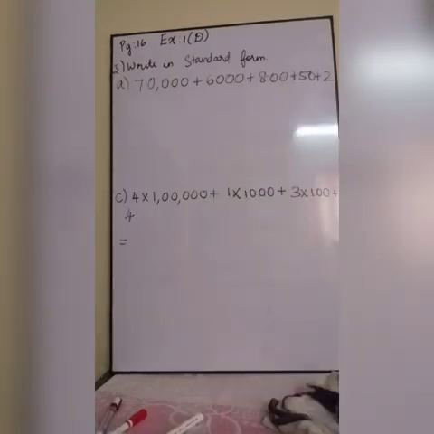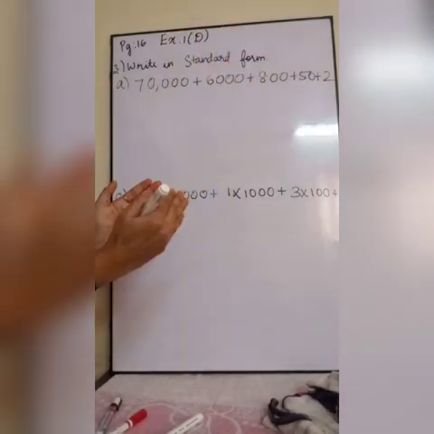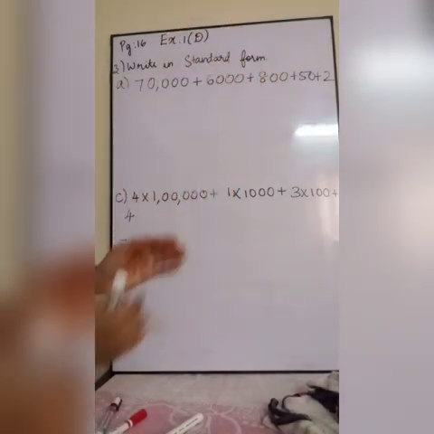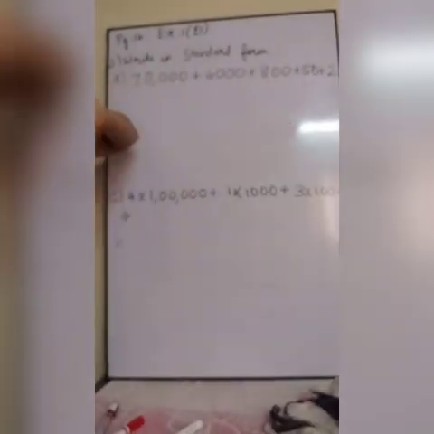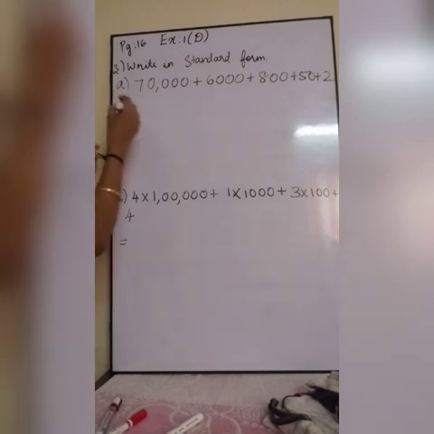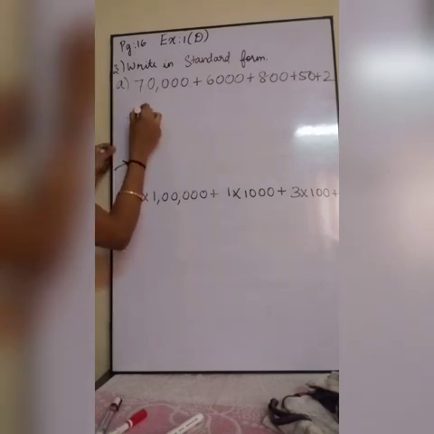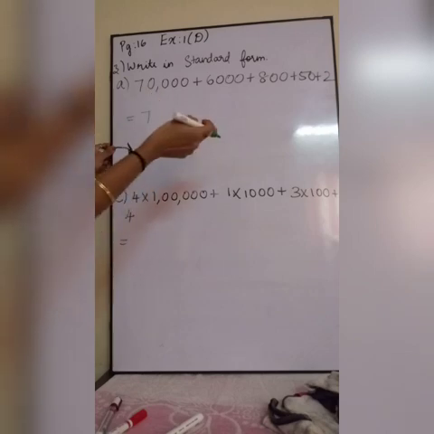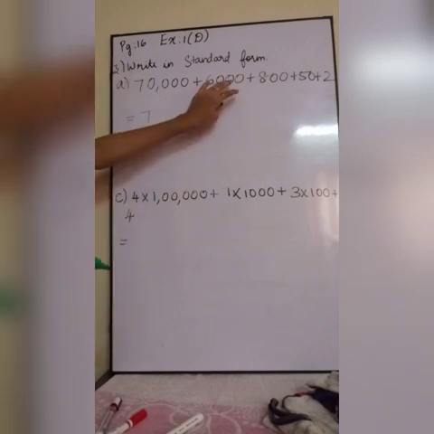Okay, children, next is your third question. Write in standard form. Standard form means what? Short form. You are going to shrink that number and write it. Because the question they have given is in expanded form, we have to write the short form for this. Now, 5 digits are there. So I wrote 7. After that, how many digits should be there? 4 digits. So 1, 2, 3, 4.